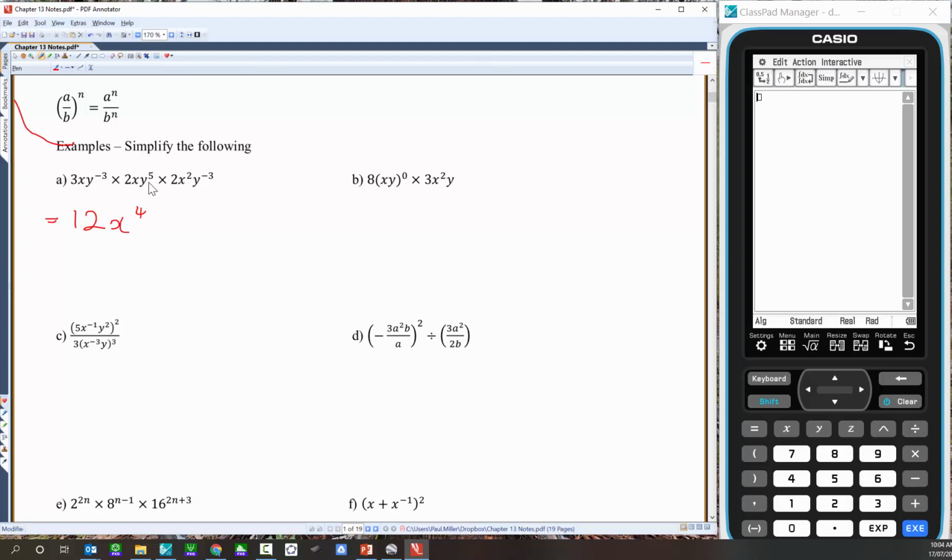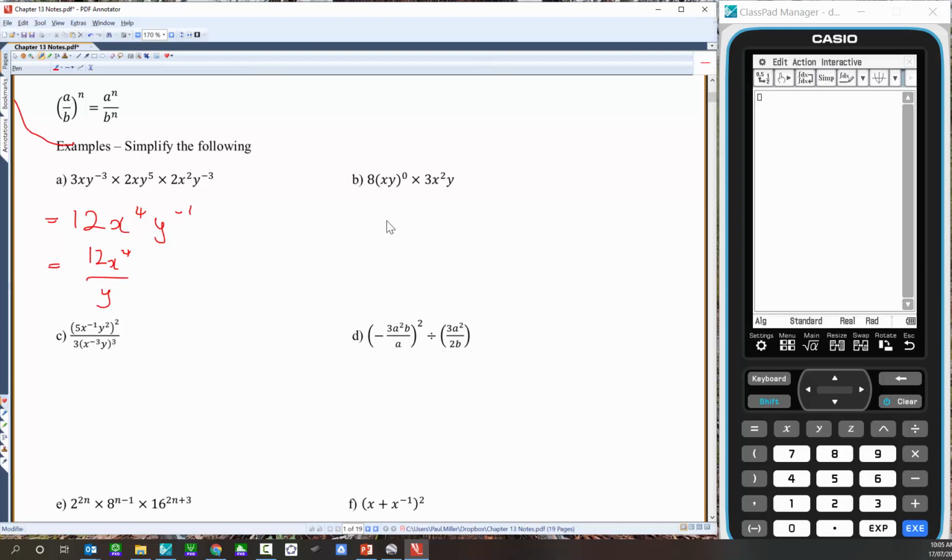Then we go y to the negative 3. So common bases means you add the powers. So it's going to be negative 3 plus 5 is 2. 2 take away 3 is negative 1. That's y to the negative 1. Now it's common practice, girls, to ensure that you express your powers as positive. So we're going to grab that y to the negative 1 and write it as 1 over y.